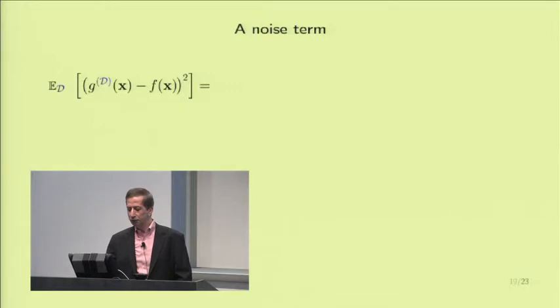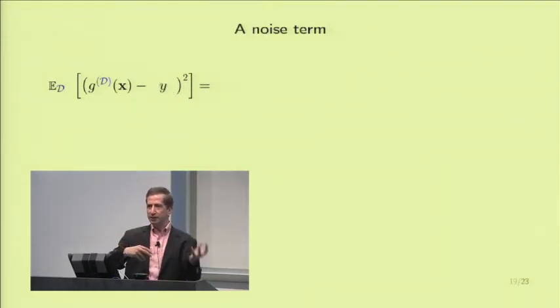First, this is what we started with. So I'm comparing what you get in your hypothesis in a particular learning situation to the target. But now the target is noisy, so the first thing is to replace this by the noisy version, which is y. I know that y is f of x plus the noise. That's what I'm comparing to.